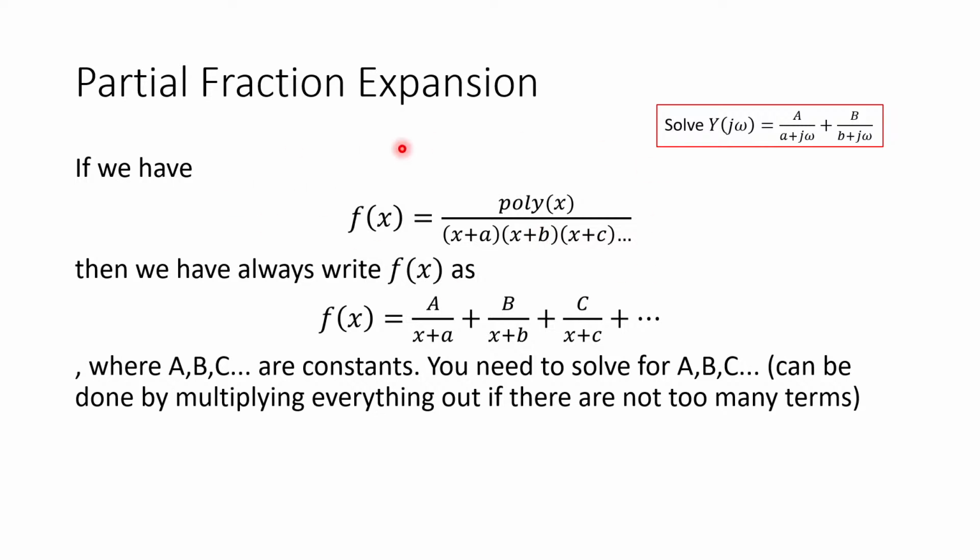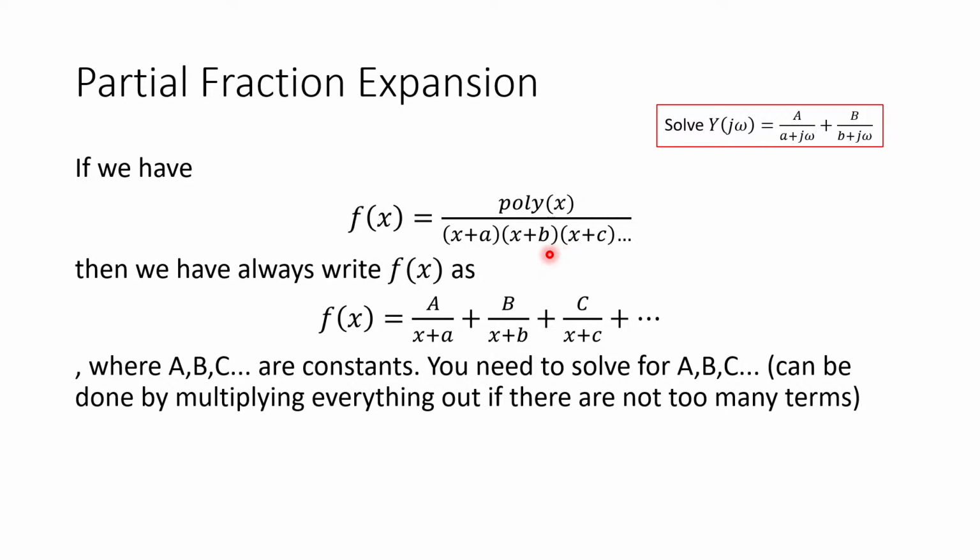And if you want to write this in a more general form, then you have some f of x, which is a polynomial divided by another polynomial, but we have already written the denominator as roots: x plus a, x plus b, x plus c. Then you can always write this as a partial fraction expansion, which is A over x plus a, B over x plus b, and C over x plus c. And I skipped something here: the numerator polynomial should have lower degree than the denominator polynomial. Otherwise, you just get another polynomial term.